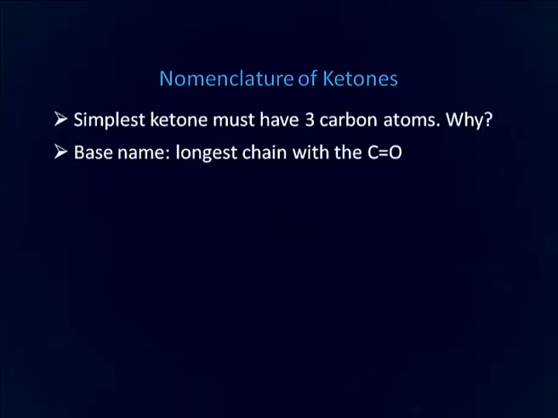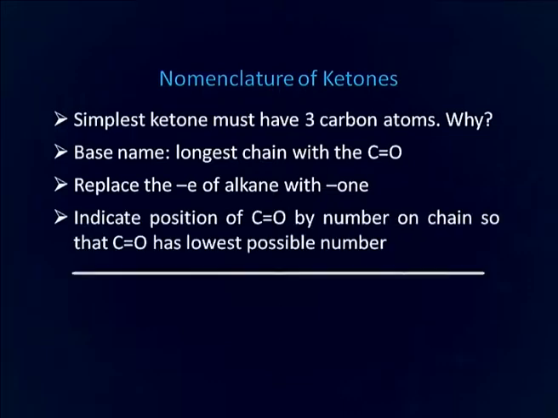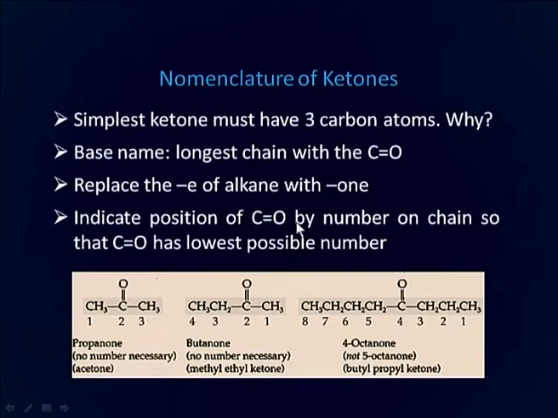The base name of the compound has to be found out first, that is, the longest chain with the carbonyl group. Then replace the E of the alkane with ONE, and indicate the position of the carbonyl group by a number on the chain so that the carbonyl gets the lowest number. For example, this is propanone because it has 3 carbons and a ketonic group is over there. We do not have to give the position of the keto group here, because if the keto group comes to a terminal position, then the molecule will turn into an aldehyde.